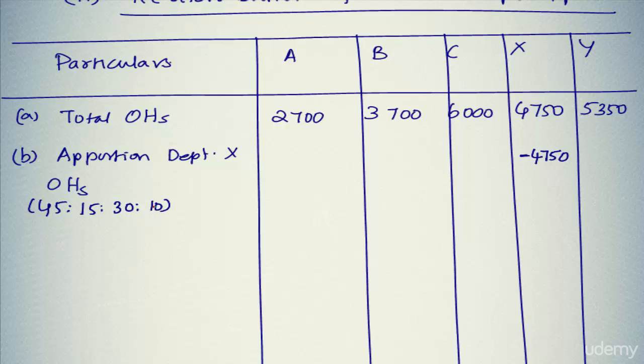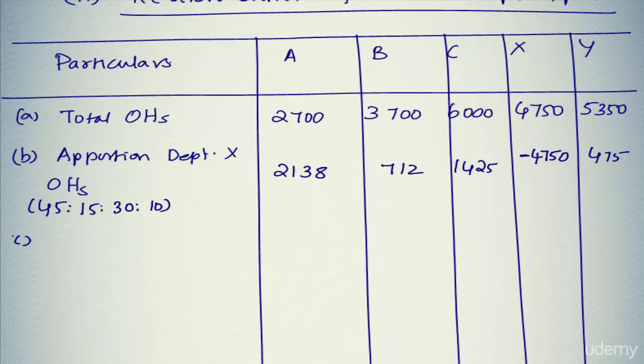So 4,750 into 45 divided by the total, we will get 2,138. Similarly, 4,750 into 15 divided by the total, we would get 712. Then 1,425, and the remaining 475 for department Y. So in this way, we have apportioned all the cost of department X to departments A, B, C as well as to department Y. So now it is the turn to apportion the cost of department Y.